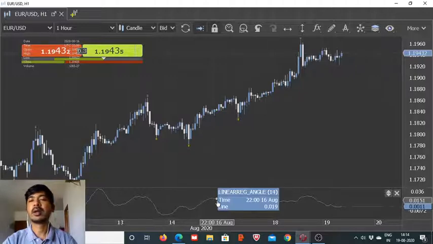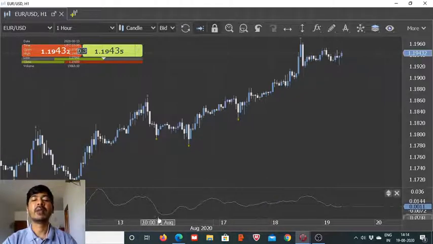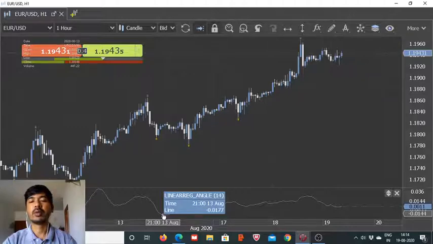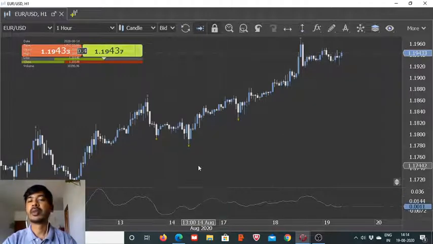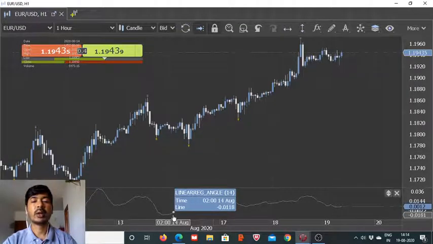That can be construed as a weakening of the trend. So whenever you see that output values are in the positive territory but they have started to decline, that means the trend is weakening. And when the linear regression output values are in the negative territory, and then from there onwards the values start to rise, that will mean the weakening of the bearish trend. So that way we can use this indicator to help guide us in our endeavor of trading with the trend and making the most of the moments.